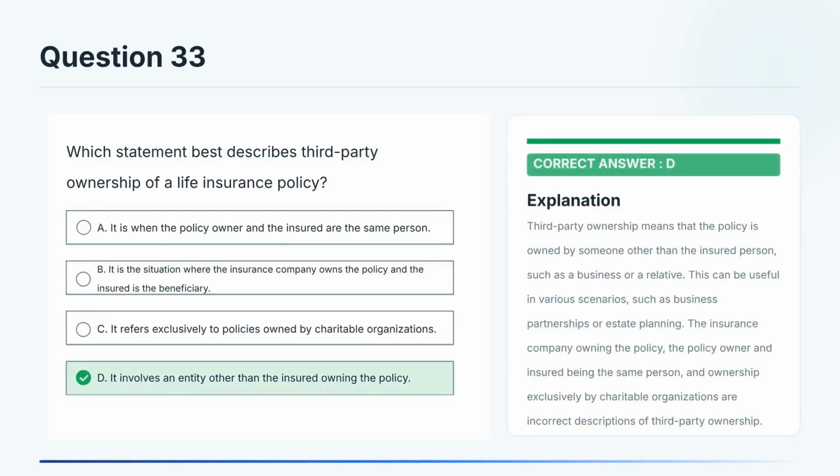The answer is D. It involves an entity other than the insured owning the policy. Third-party ownership means that the policy is owned by someone other than the insured person, such as a business or a relative. This can be useful in various scenarios, such as business partnerships or estate planning. The insurance company owning the policy, the policy owner and insured being the same person, and ownership exclusively by charitable organizations are incorrect descriptions of third-party ownership.